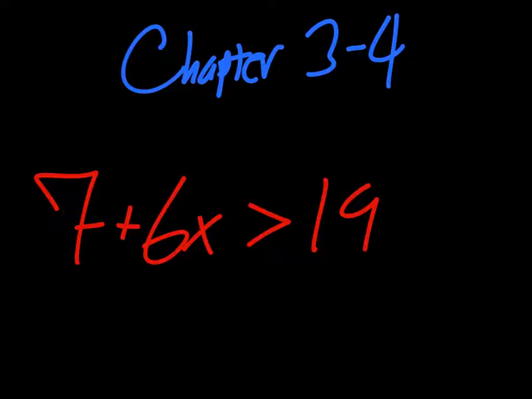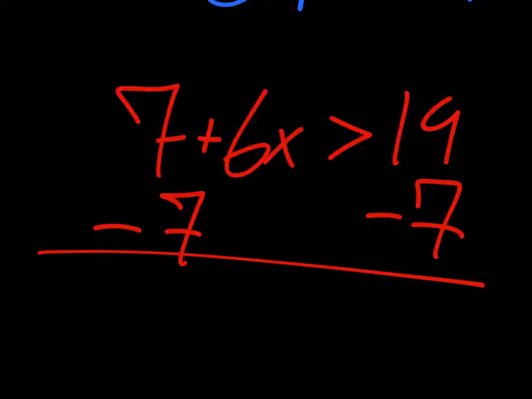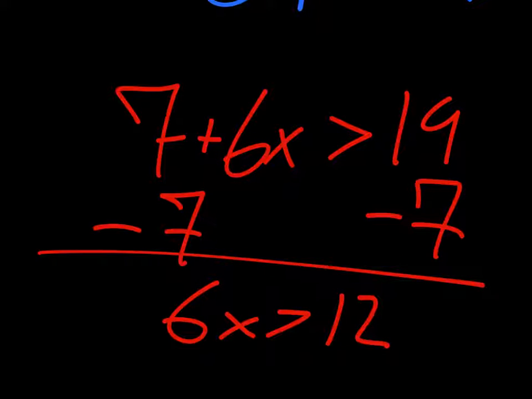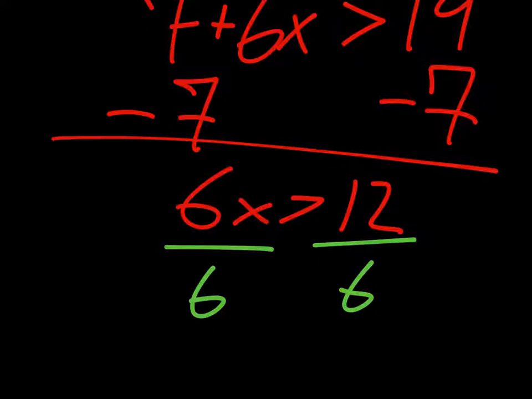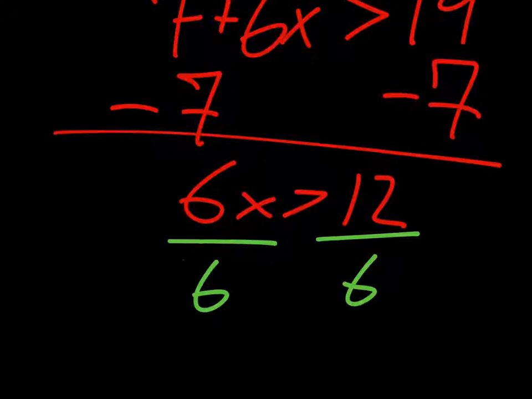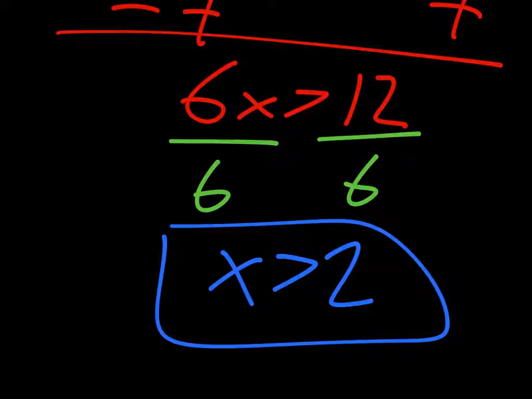So let's say we have 7 plus 6x is greater than 19, okay? So, subtract 7, leaving us with 6x is greater than 12. And then we divide by 6 on both sides, leaving us with x is greater than 2. Final answer.